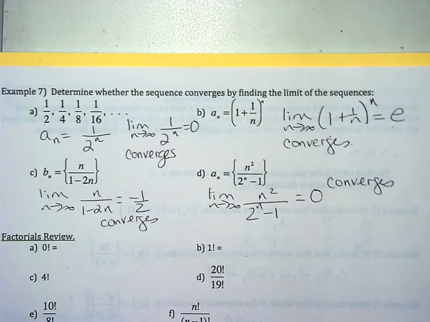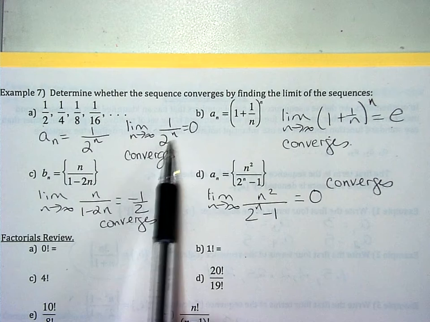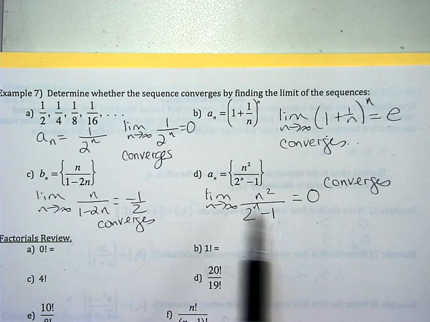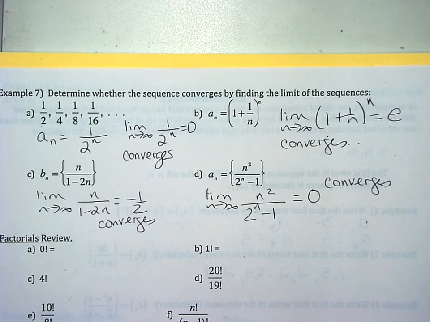So in order to determine whether a sequence converges or diverges, one way is to take the limit of the general term. If it gets to any numerical value, it converges. If it goes to infinity or oscillates between two values, you can say it diverges.